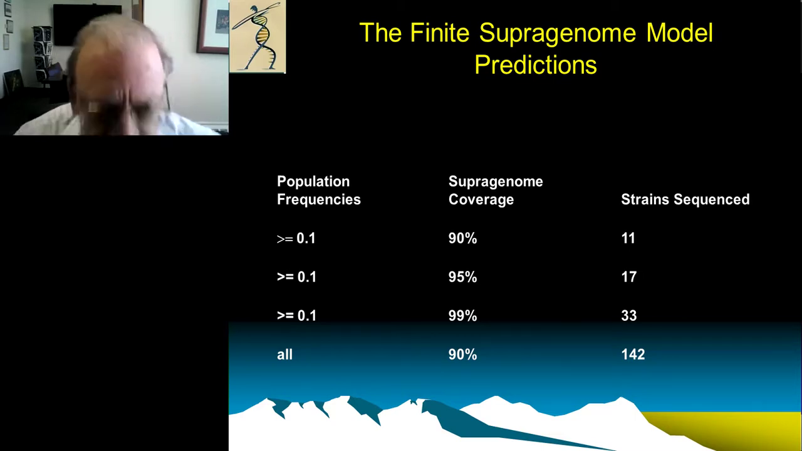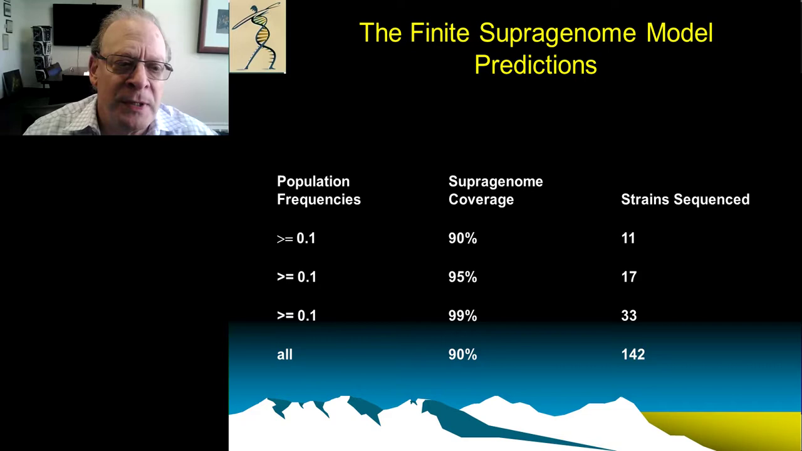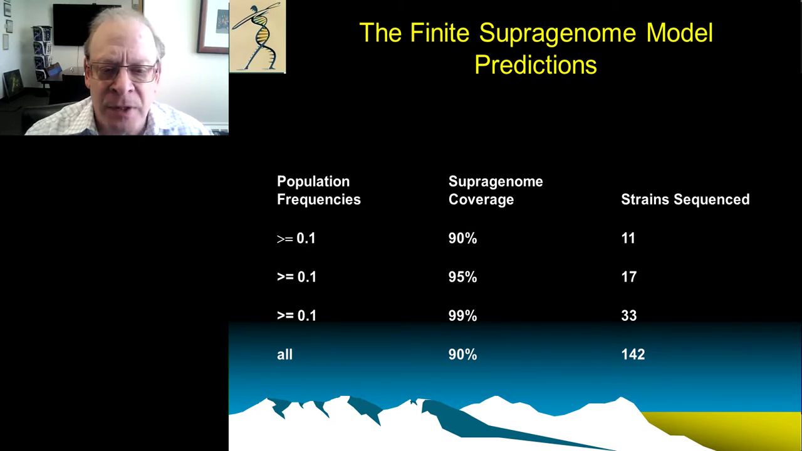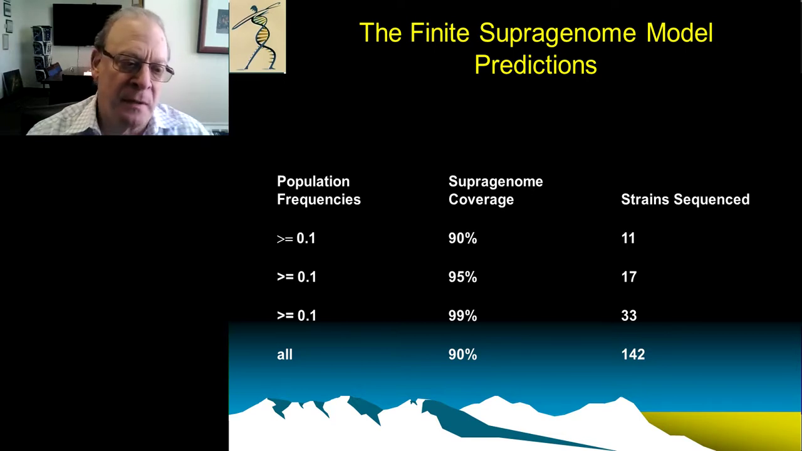So Justin used his finite supergenome model to predict how many strains we would need to sequence to get various coverage levels at various gene frequencies. If we're looking only at non-rare genes, that is, genes present in at least 10% of the strains, to get 90% coverage of the supergenome, we'd only have to sequence 11 strains. To get 95% coverage of non-rare genes, we'd have to sequence 17 strains. And to get 99% coverage of non-rare genes, we'd have to sequence 33 strains.